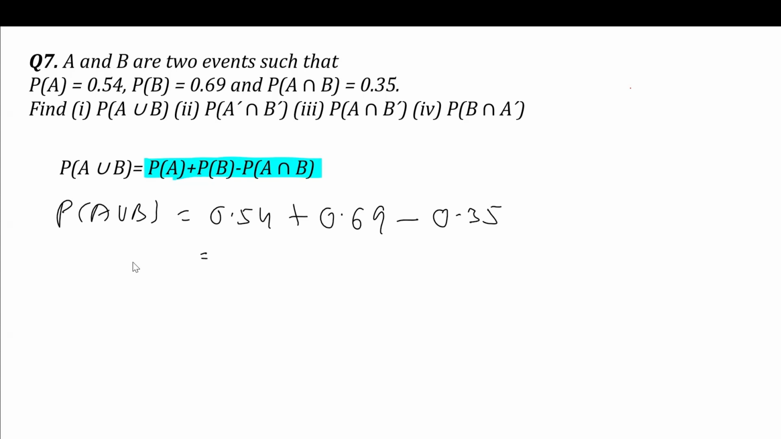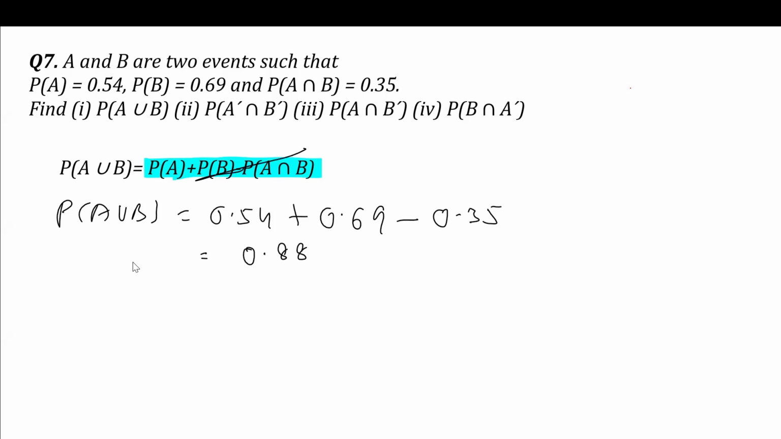So we can add these two and subtract. So it should be what? 54 plus 69 will be 123, minus 35 should give you 88. That means 0.88. Yeah, that's for the first part.